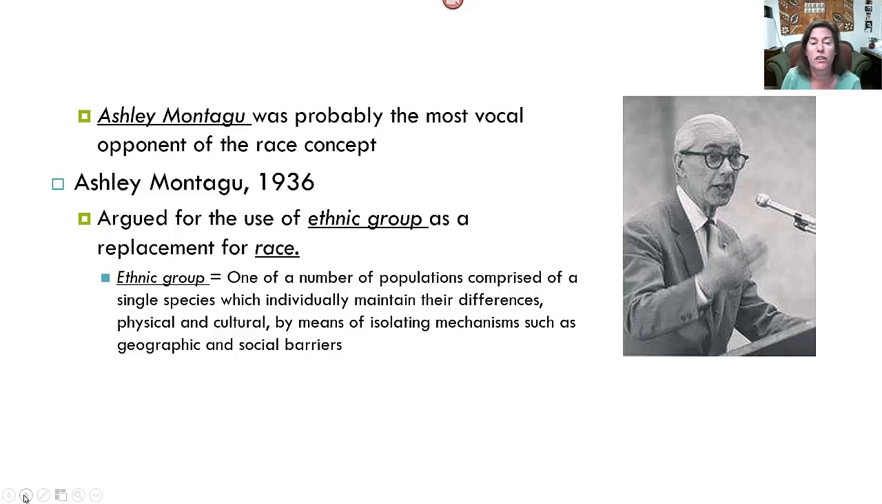So Ashley Montagu was the most vocal opponent of the race concept. He's from 1936, and he was the first person to argue for the use of an ethnic group as the replacement for the term race, because race has too much non-biological and stereotypic baggage. He defined an ethnic group as a number of populations comprising the single species which individually maintain their differences, both physical and cultural differences, by means of isolating mechanisms such as geographic or social barriers.